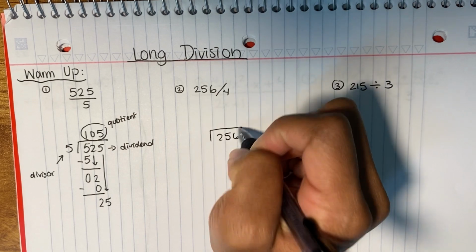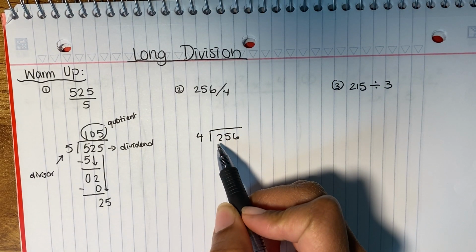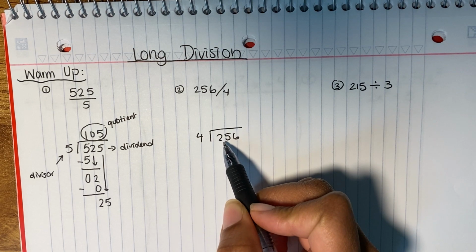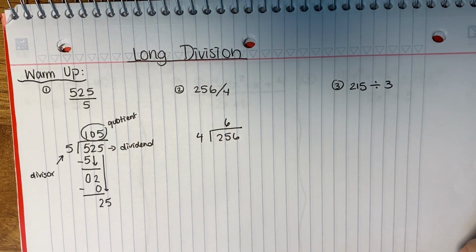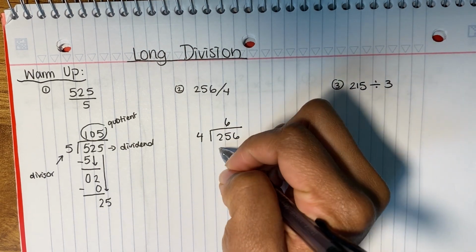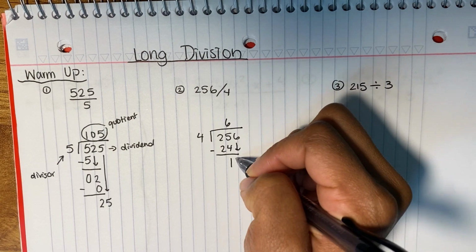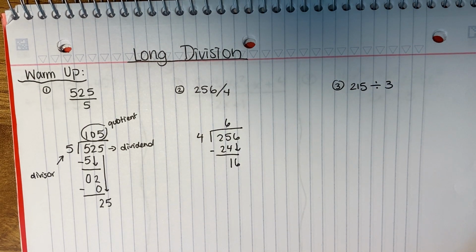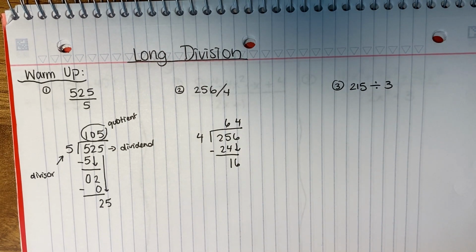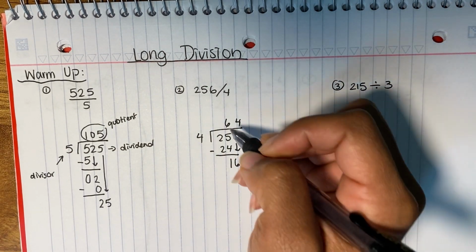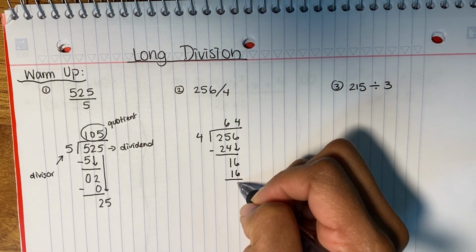256 divided by 4. This time, 4 cannot go into the first digit, so now I need to move on to 2 digits. 4 goes into 25 6 times. 4 times 6 is 24. Again, we are subtracting. 1, drop down the 6. Now we have 16. 4 goes into 16 4 times. The answer is 64. Let's multiply this and we get 16, and we get 0.